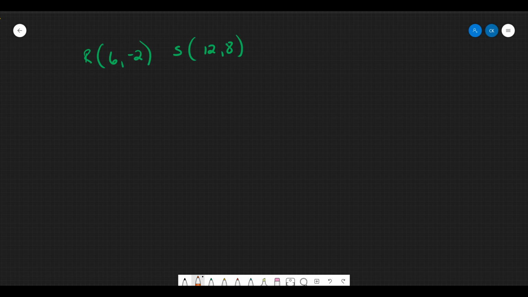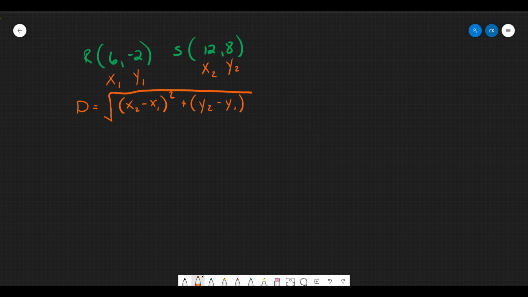Just take my 2 points, first label them, meaning this is my x1 and y1. This is my x2 and y2. Then we write out our distance formula. We know that the distance formula is the square root of (x2 minus x1) squared plus (y2 minus y1) squared.